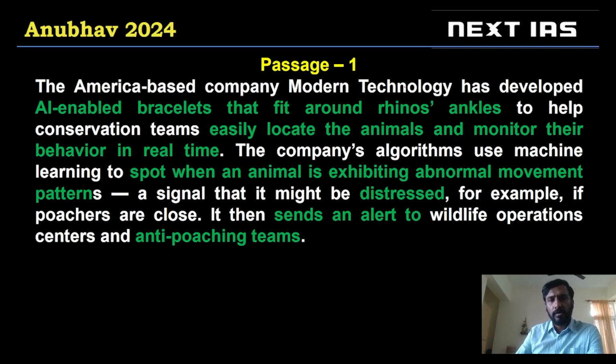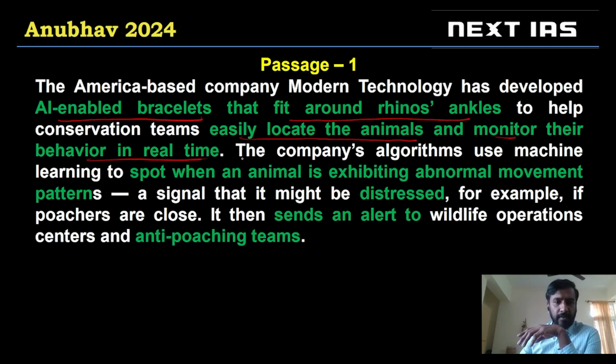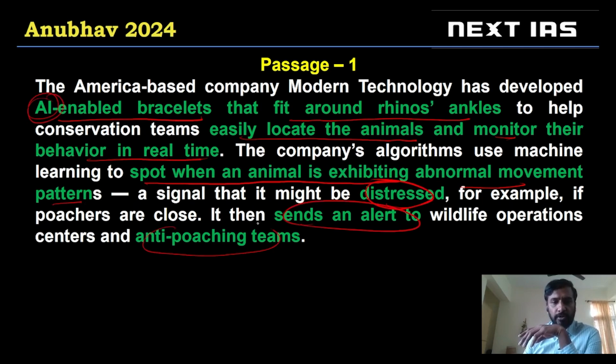The America-based modern technology company has made AI-enabled bracelets that fit around rhinos' ankles. We have discussed tiger collar tags. We've discussed other animals being tagged in GS in the newspaper. So here, AI-enabled bracelets around rhinos will help locate the animals and monitor their behavior in real time. Okay? Spot when an animal is exhibiting abnormal movement, and when it's distressed, based on their AI algorithm, it sends an alert to the anti-poaching team.